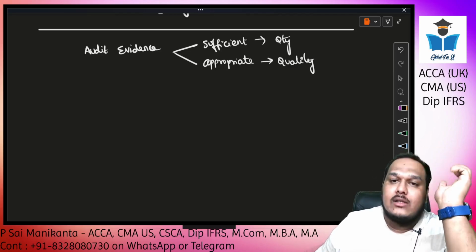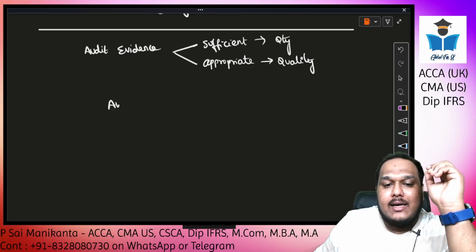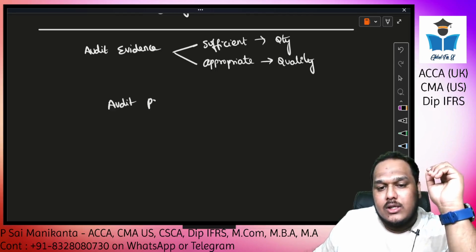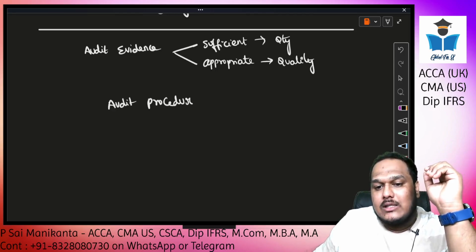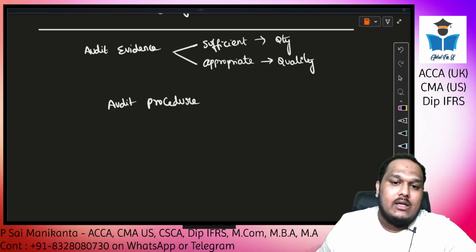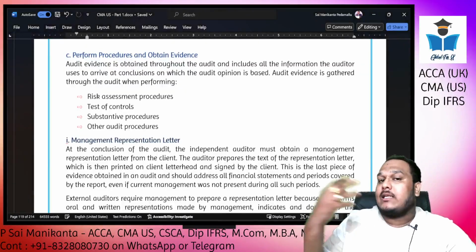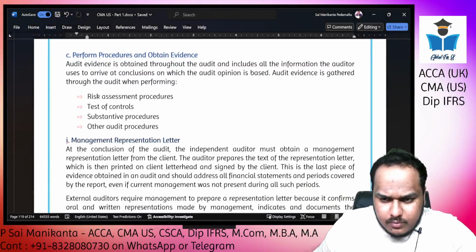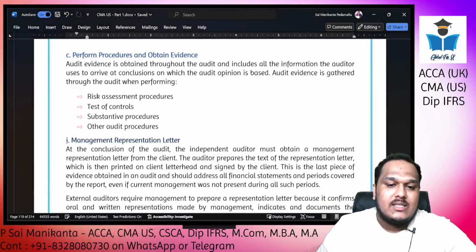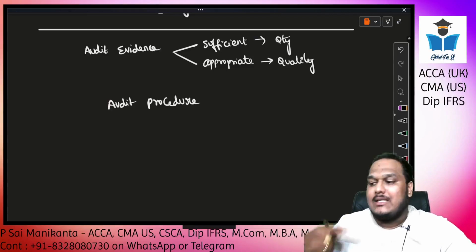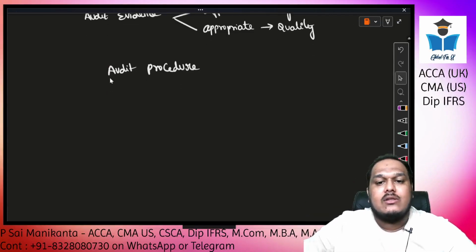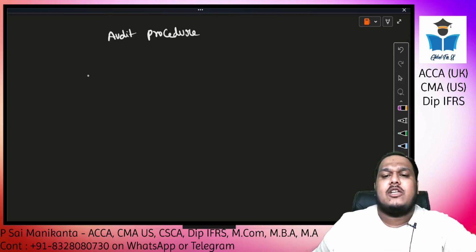So how do we gather the audit evidences? By conducting audit procedures. So understand this audit procedures, there are so many detailed aspects relating to that which are outside the scope of CMA syllabus, but just for you to easily have an idea about that, I'm covering this, not really relevant for CMA examination as such.